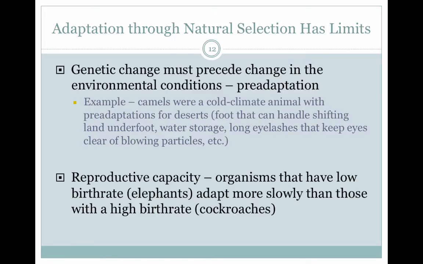Alright, so natural selection does have its limits. Genetic change, again, must precede change in the environmental conditions. This is that pre-adaptation I keep going on and on about. Camels, I brought this up in class, I believe. They are a cold climate animal with pre-adaptations for the desert.